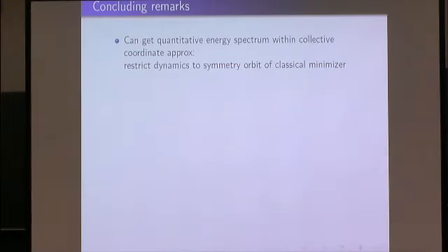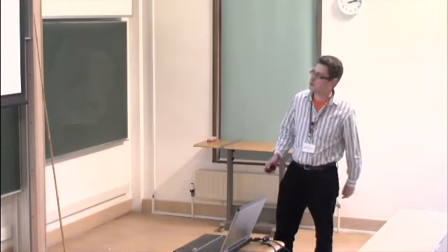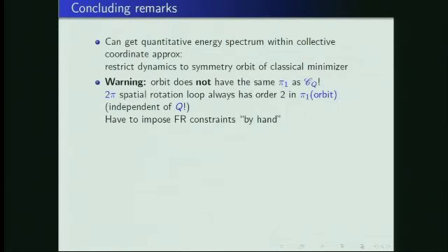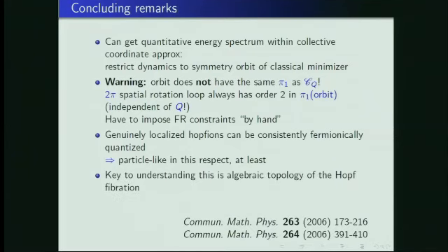Okay, so this is my final slide. Concluding remarks. We can do better than that. You can actually get the energy spectrum within a collective coordinate approximation. It's slightly technical, but the punchline is that genuinely localized, i.e., algebraically essential Hopfions can be consistently fermionically quantized, and the way to understand that is to use the algebraic topology of the Hopf fibration. And at this point, I have to admit, this is all stuff I did in 2006. So I apologize for that. It's old, but it's still a classic, I think.